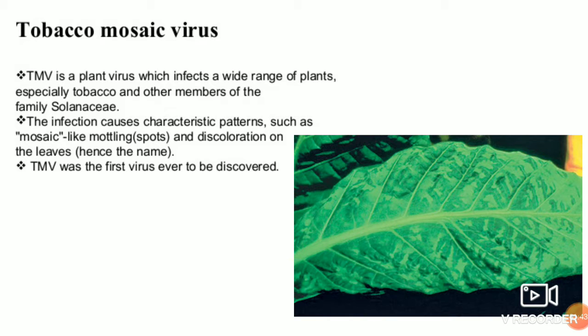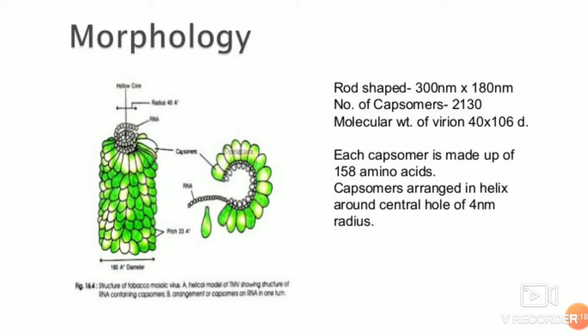TMV belongs to the class Alsoviricetes, order Martellivirales, family Virgaviridae, genus Tobamovirus, and species Tobacco mosaic virus. This virus infects the family Solanaceae. It has a characteristic mosaic-like appearance, that is patches of discoloration, and you can see that the virus is infecting the whole plant easily.